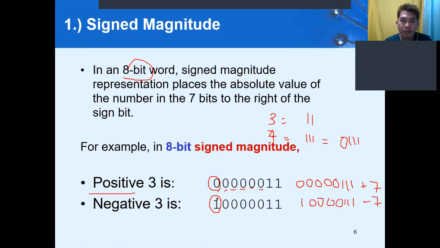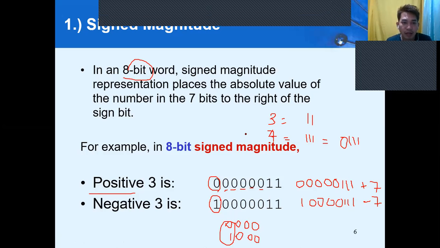Okay. One of the problems in signed magnitude is that ang 0 can be represented as both positive and negative. So say for example, 0, how will you represent that in signed magnitude? So pwede siyang 0000, for example 4-bit lang siya. Ayan. Then pwede rin siyang 1000. So there is a problem within here. That is why they created another algorithm in the representation of a signed number.